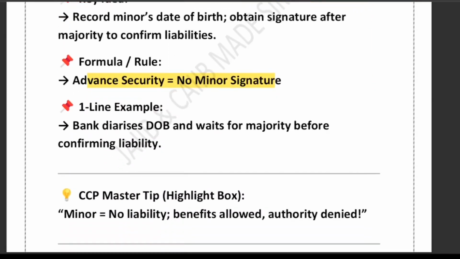Bank diarises the date of birth and waits for majority before confirming liability. That's the point. So minor means low liability, benefits are allowed, authority is denied.